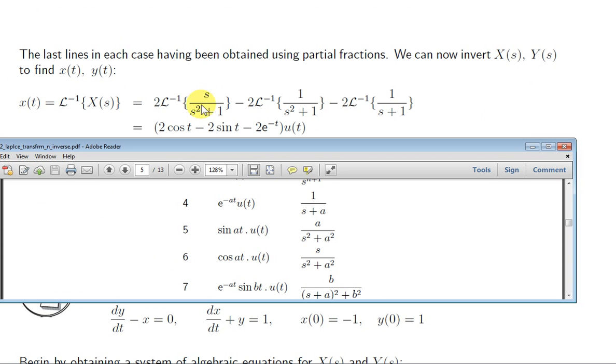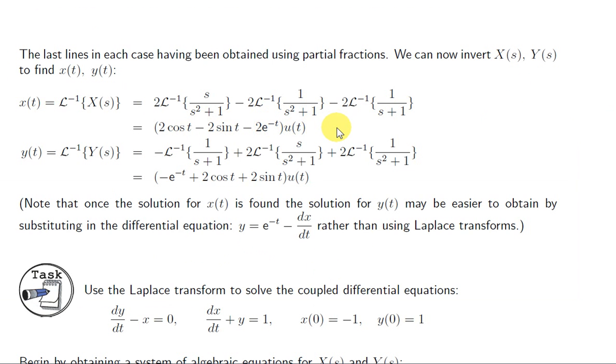So let's look up the inverse transform of s over s squared plus 1. Well, it's got this form here with a equal to 1, so we get cos 1t. So there we have it, cos 1t. 1 over s squared plus 1 has this form here, a over s squared plus a squared with a equal to 1, so we get sine 1t, and we have the minus 2 in front. And as for this one here, we have 1 over s plus a, where a is 1, so we get e to the minus 1t. And then we have the minus 2 times that, and everything is times u of t.